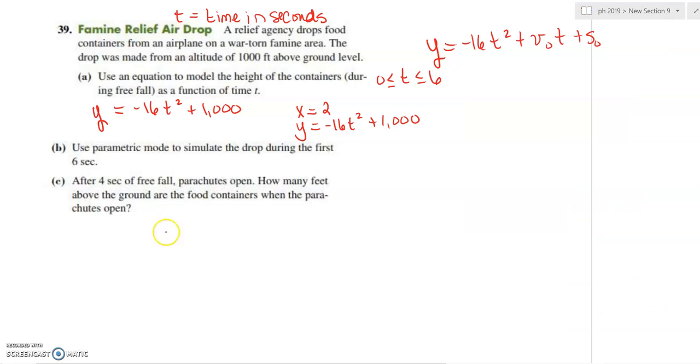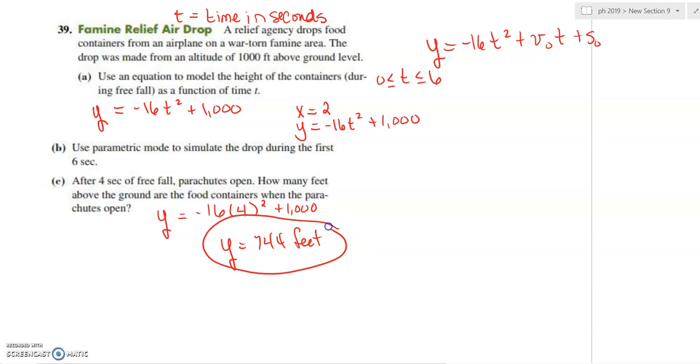So for this last question, if we have our equation and they want to know what's going on when the parachute's open, if you put 4 in for t, you get 744 feet. So the parachutes must have opened when the food containers were 744 feet from the ground.